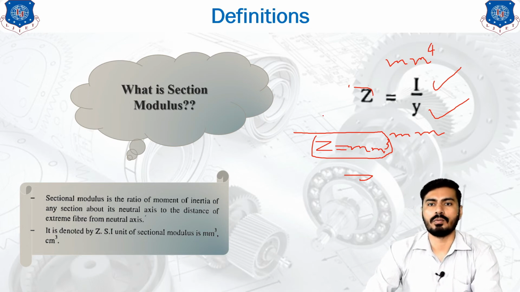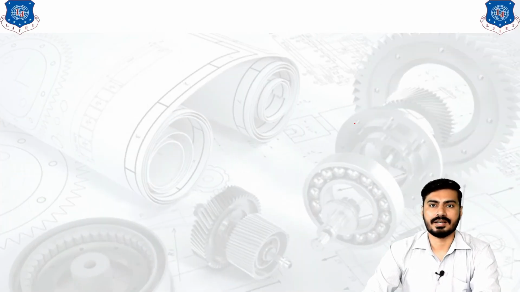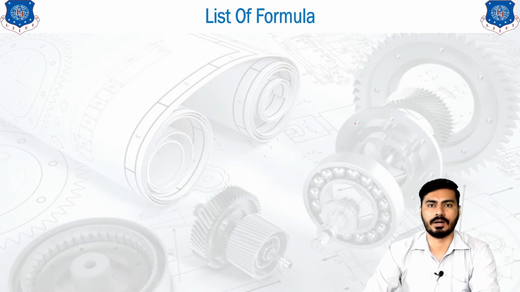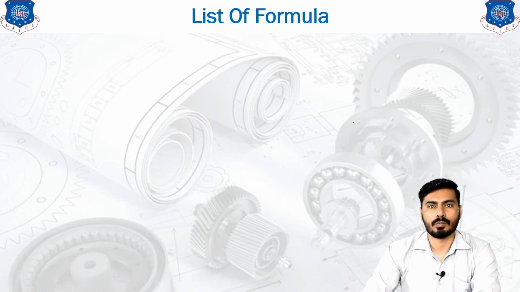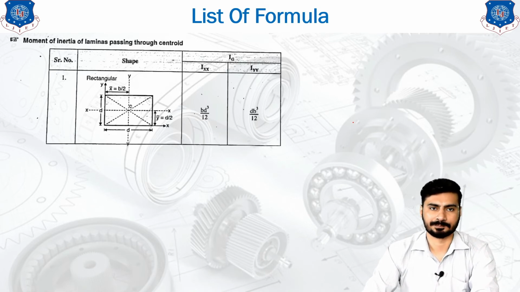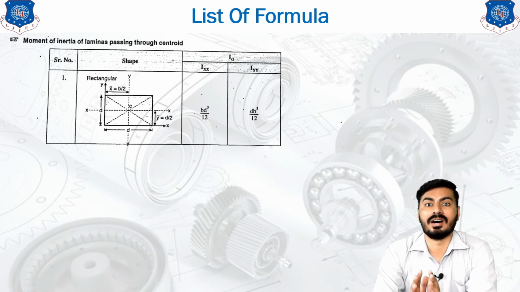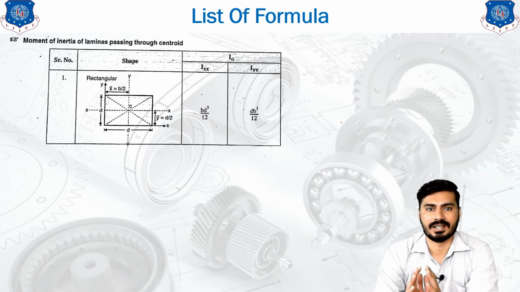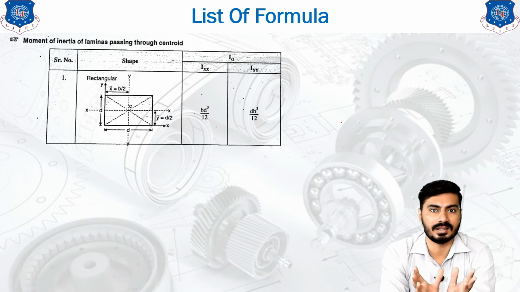Now we have seen the section modulus definition, and we will see the list of formulas. These are the tables in which we have written the formulas for the centroidal axes, like IXX and IYY, for different shapes like rectangular shape, triangular shape, circle, semicircle, and so on.